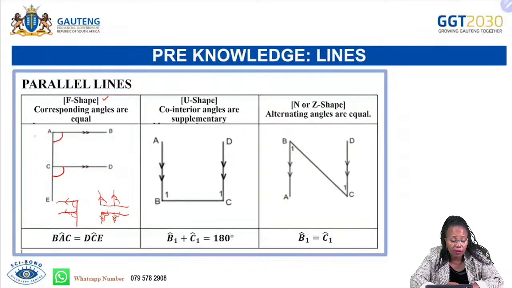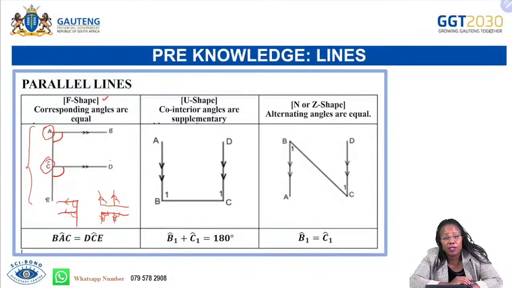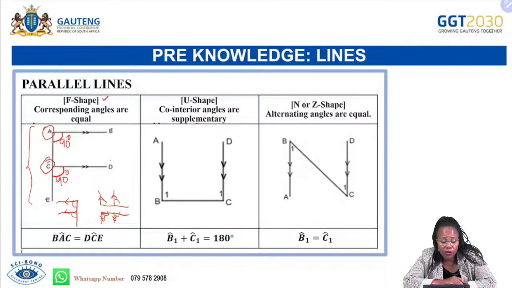In this case, on the given one here, angle BAC, which is this angle here, is equal to angle DCE, that means you are talking about that particular angle there. They are exactly equal. If this angle here is equal to 90 degrees, that means this will also be 90 degrees, exactly equal.